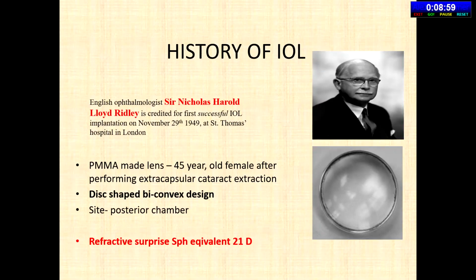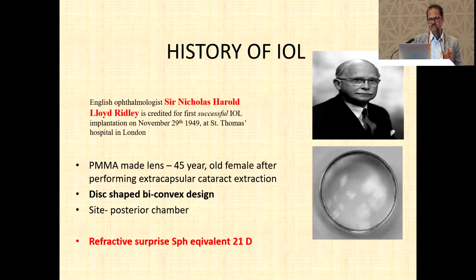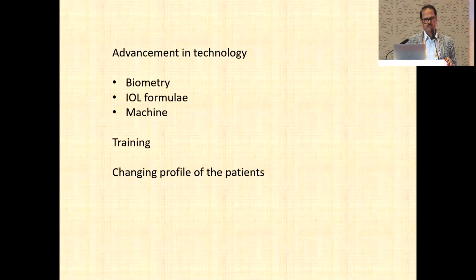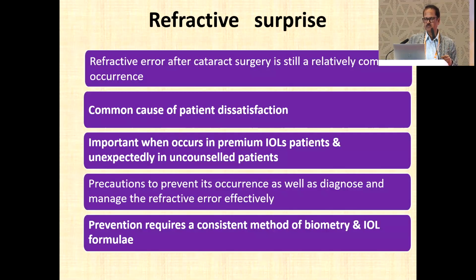The history of intraocular lens dates back to 1949 when this gentleman first implanted the lens, but he had a huge refractive surprise of 21 diopter. We understand that the technology and everything was very primitive at that point of time. So with the advancement in technology, not only the machine which could calculate the intraocular lens very correctly, but the IOL formula and the machines which we are operating upon and the training of us led us to become a very proficient surgeon and to give a best outcome to our patient.